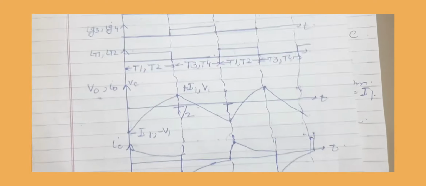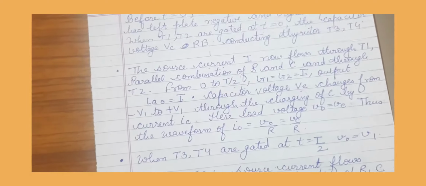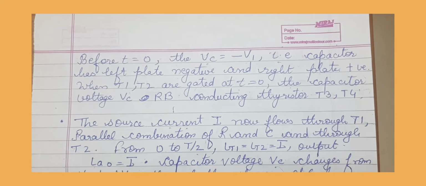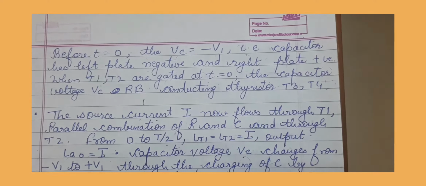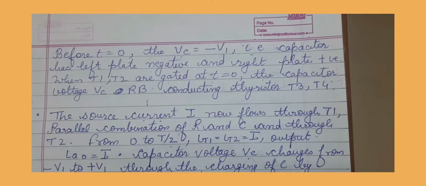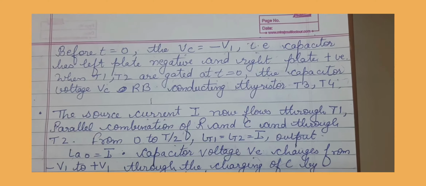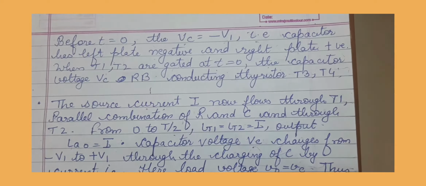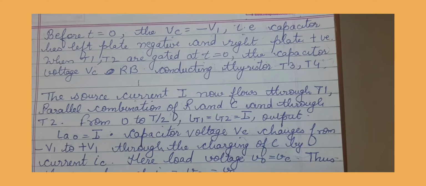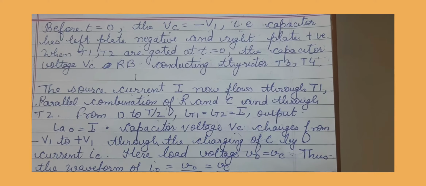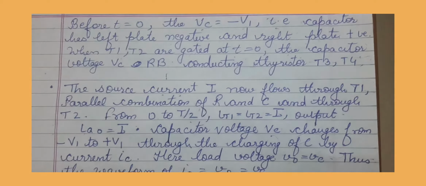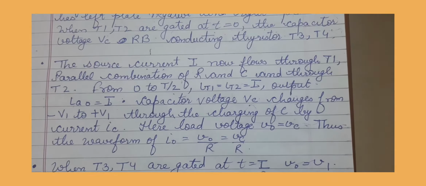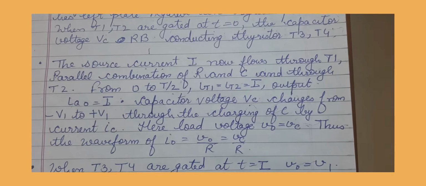Now we will discuss the brief description of the circuit diagram. Before t equal to 0, the Vc is equal to minus Vm, that is the capacitor has left plate negative and right plate positive. When T1, T2 are gated at t equal to 0, the capacitor voltage Vc reverse biases the conducting thyristors T3 and T4. The source current now flows through T1, the parallel combination of R and C, and through T2.